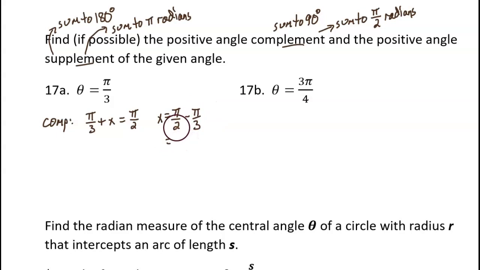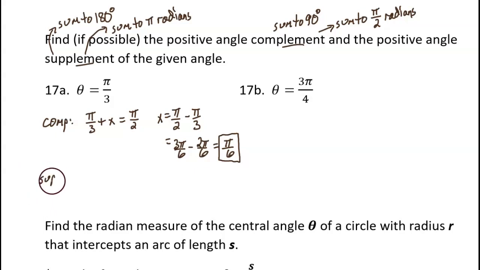This involves subtracting fractions. We need to have common denominators. Let's think of this as 3 pi over 6, subtract 2 pi over 6. And we can see that the result is pi over 6 radians. An angle that measures pi over 6 radians is the complement to an angle that measures pi over 3 radians, because these two numbers add up to pi over 2 radians, which is the same thing as 90 degrees.